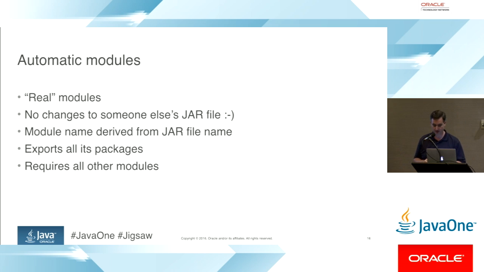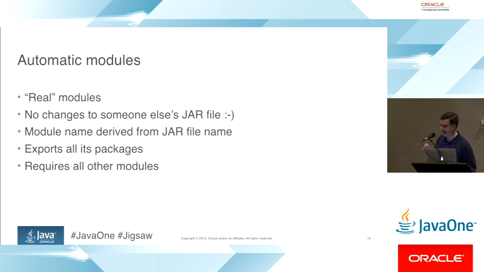An automatic module is a jar file that you put on the module path rather than on the class path. Once you do that, you have a real module. You don't change someone else's jar file. You don't change its manifest, you don't put any class files into it. The name of that module is derived from the jar file name in a fairly obvious way. It strips the version off the end and other things. That automatic module exports all of the packages. Like I said, there's nothing else you can do, really. It exports all the packages from the automatic module. And that automatic module requires all other modules that are in the system.